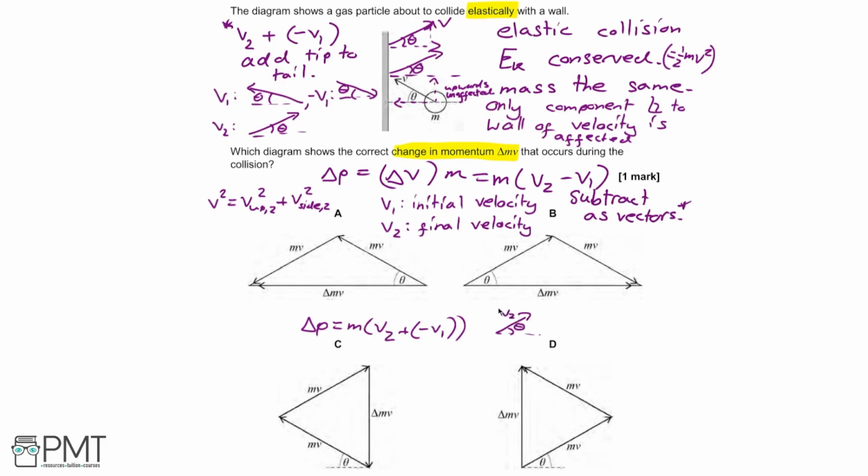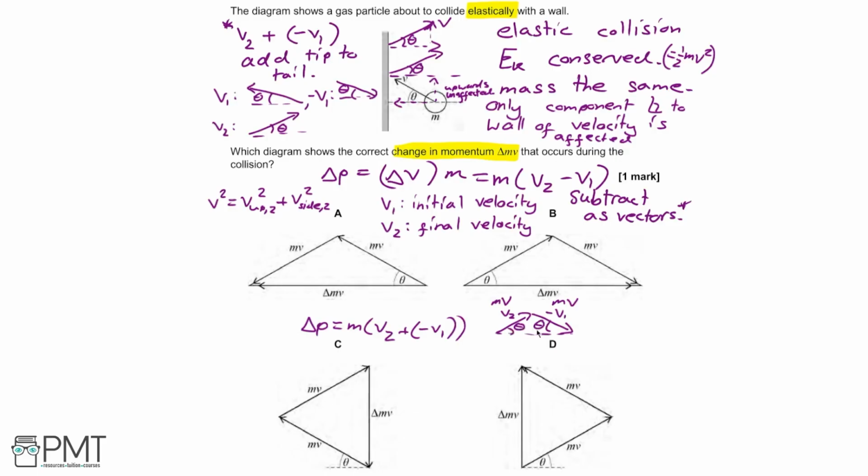So this comes from v2, which has a magnitude of mv, because the magnitude of the velocity is v, and the mass of the particle is m, and p is equal to mv. And then this comes from minus v1, which also has an angle of theta there, and this also has a side length of mv, because the magnitude of the momentum is the same after as before.